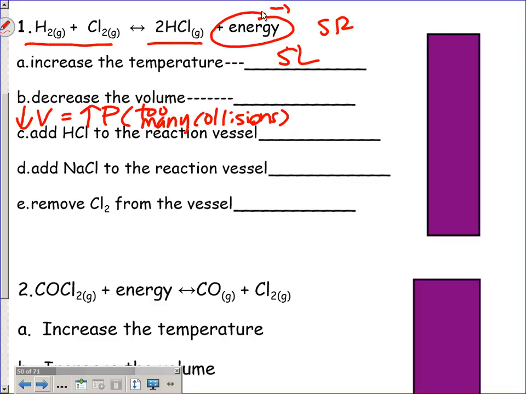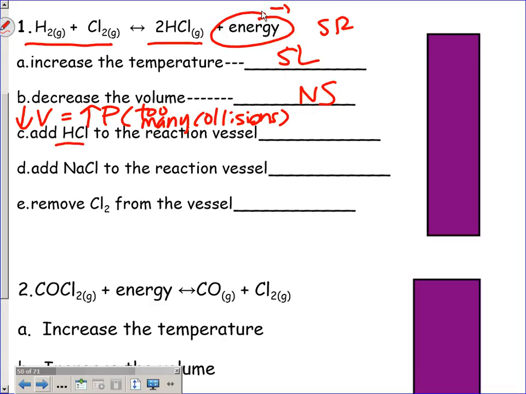Which side is favored? Neither. So you say no shift. No shift. Okay? Just to make sure we're saying shift there. So in this case, that was an equal amount of moles. That's why neither side was favored. All right, adding HCl. What am I adding?